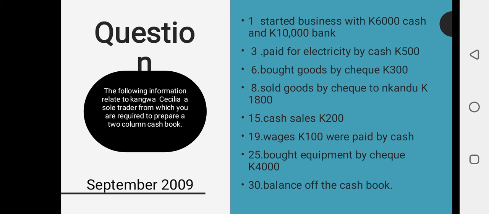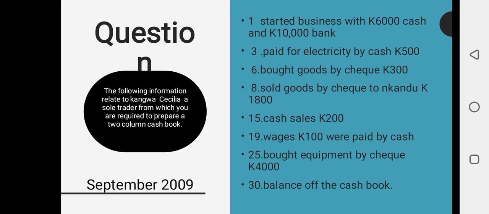On the third, paid electricity by cash. Which account is being affected? Yes, John? Correct. The cash account is affected. But how is it being affected? Is it being affected on the debit side or credit side? Can someone tell us? Okay, correct. Yes. On the credit side. Why? Because the business is giving out. Debit the receiver, credit the giver. We are giving out 500.